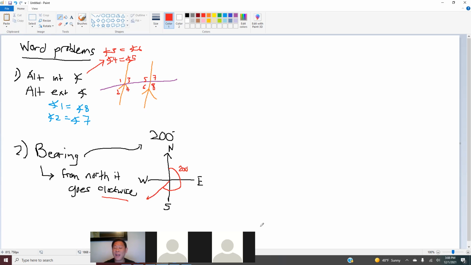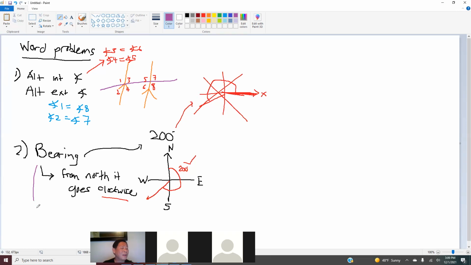So it's very different from the angles you learned back in chapter 6, because if I ask you where is angle 200 in chapter 6, we always start from the x-axis, right? And we move counterclockwise. So this is 90, this is 180, 200 is here. So this bearing and that angle are two different things. So please, when we talk about bearing, we don't use this, we use this one. Okay, you guys okay here? Because if you don't get this, say goodbye to your word problems.